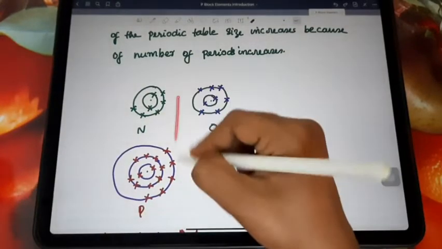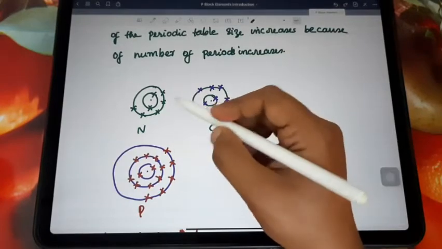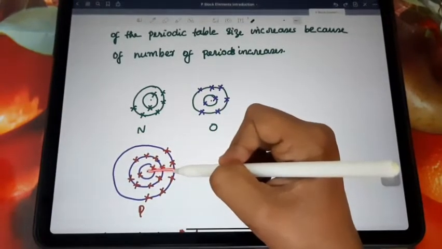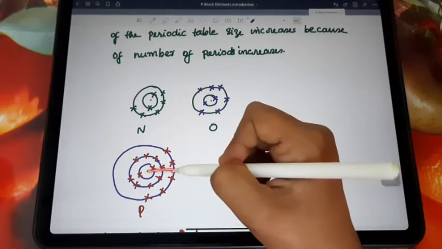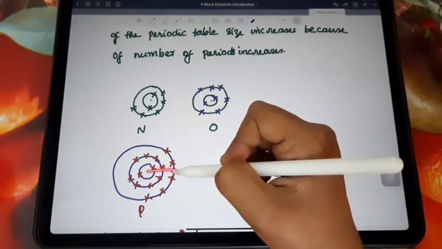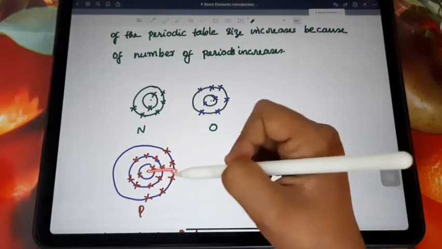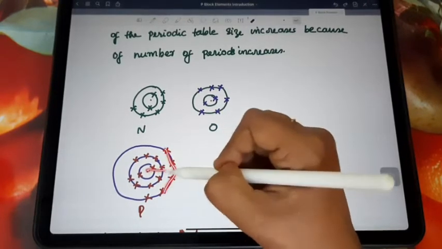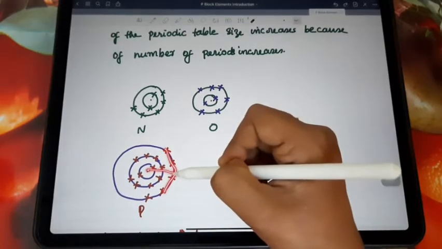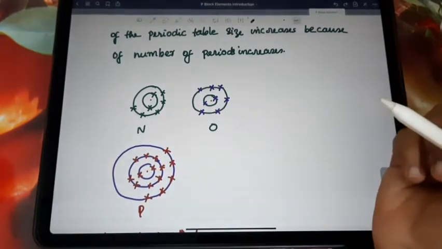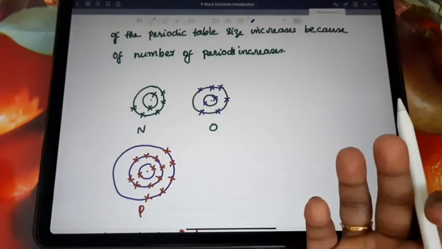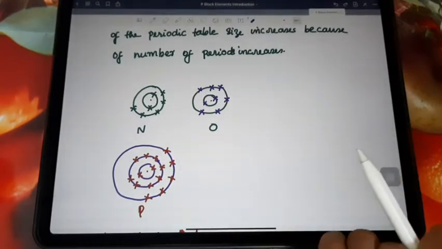Okay, then down the group, what happens? Down the group you can see that the shells increase, so atomic size increases. When the atomic size increases, what happens? Easy removal. Why? When size increases, the last shell is far away from the nucleus. So there is not so much attraction, and it is easy to remove the electron from this last shell. So less energy is needed, so ionization energy decreases.